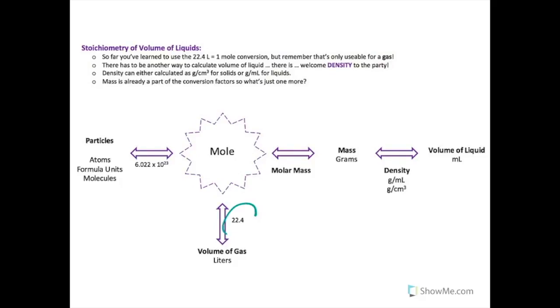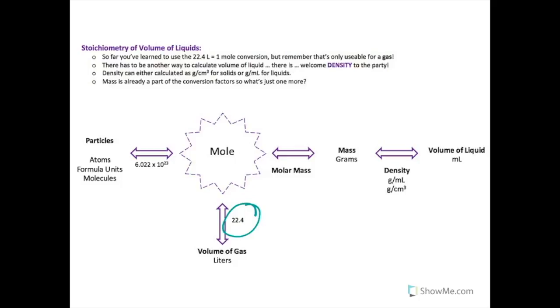So far in stoichiometry, you have learned that to go from the volume of a gas to moles, you use the conversion factor of 22.4 liters is equal to 1 mole. But remember that it's only usable for a gas, so there has to be another way to calculate the volume of a liquid, and there is. So welcome density to this party.